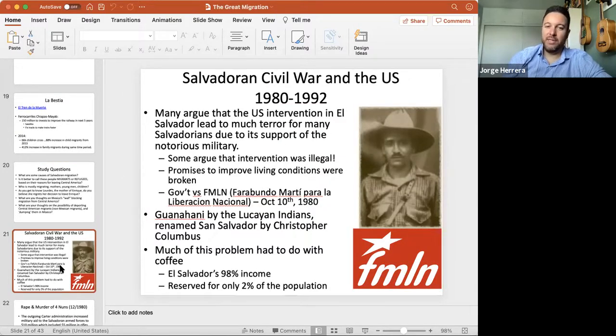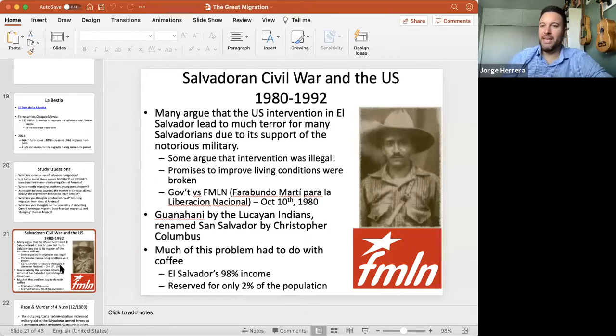Salvadorian Civil War and the US, 1980 to 1992. Many argue that the US intervention in El Salvador led to much terror for many Salvadorians due to its support of the notorious military. So Salvador was having a civil war, wasn't too much of a big deal until the United States came in and metió la pata donde no pertenecía. You know what that means? Like put their foot where it doesn't belong, like sticking their nose in places where it doesn't go. Some argue that the intervention of the United States was illegal. The United States promised to improve living conditions, and all those promises were broken.